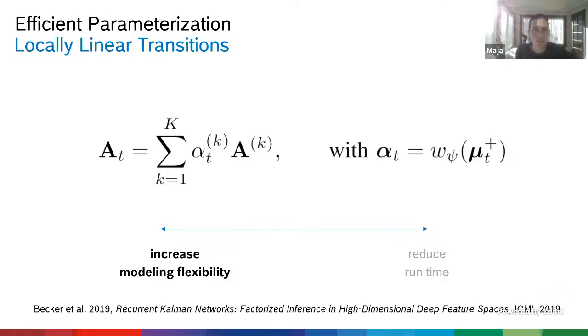And the mixing coefficients are a function of the latent state. Specifically, we take the posterior mean, mu t plus, and it goes through a small neural network with softmax activation. As output, it produces these mixing coefficients. This increases the modeling flexibility of the model because it's now no longer time invariant and linear, without hurting the runtime too much.